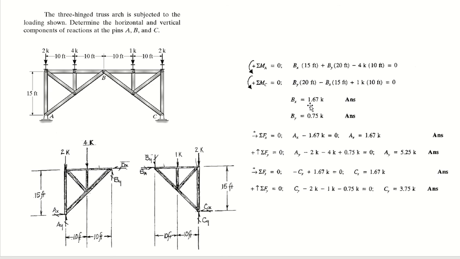Now by solving these two equations, Bx turns out to be 1.67 kips and By is equal to 0.75 kips, right? So you know Bx and By, so take this side, and by using summation of Fx you will get Ax, and summation of Fy, you know this one, you got these two, so you can find Ay. And the same case for the other half of this truss, here you can find Cx and Cy. So this is all from the analysis of trusses.